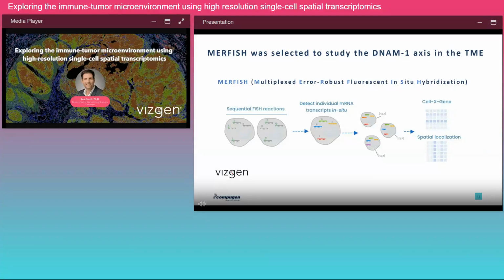We've selected to use the MERFISH technology to study the DNAM axis in the tumor microenvironment. And just to remind everyone what this technology is, MERFISH is multiplex error-robust fluorescent in situ hybridization. In essence, it's a chain of sequential FISH reactions conducted in situ. Each of the probes allows us to encode a binary sequence in situ, which we can then later translate into the mRNA transcript that we set out to explore. And so for each cell, we have a readout of different transcripts in situ and also the spatial localization of the cell.